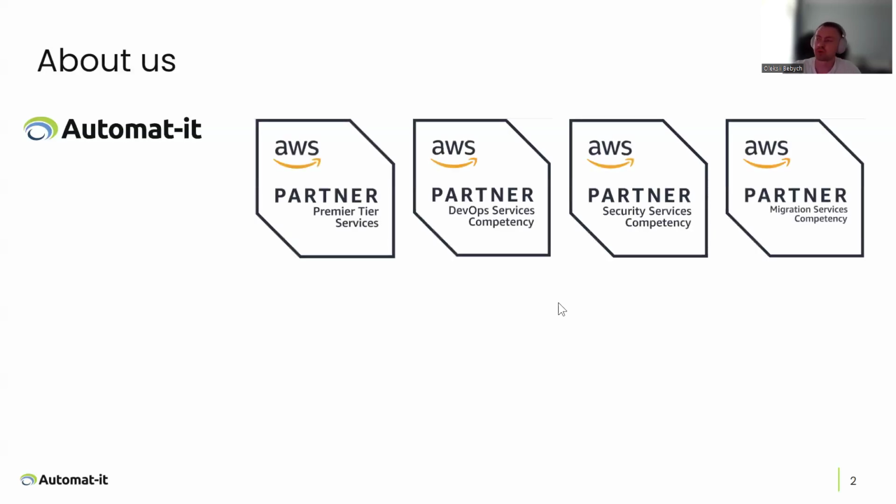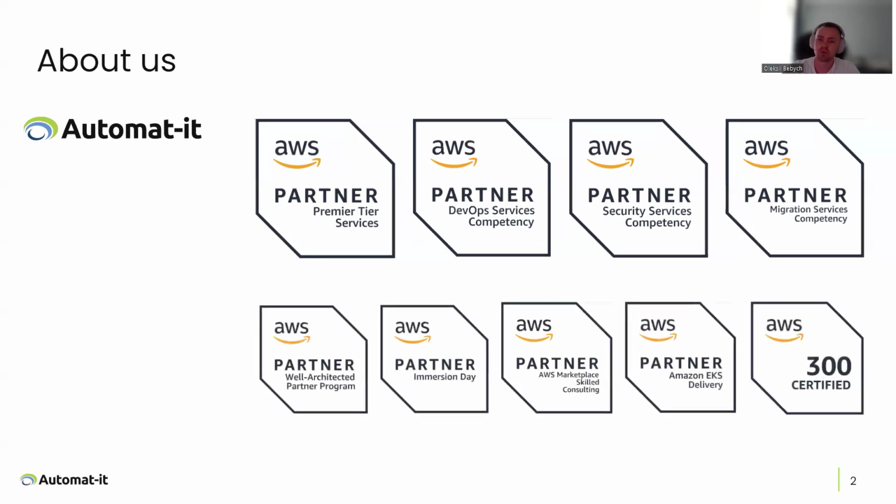We are a premier tier partner. This is the top level partnership of AWS. And we are experts in DevOps services, security, migrations. We also conduct well-architected reviews, different educational activities like immersion days. We also have huge experience with Kubernetes, and we have more than 300 active AWS certificates in our company. And we already helped more than 500 startups and other companies to succeed in AWS.